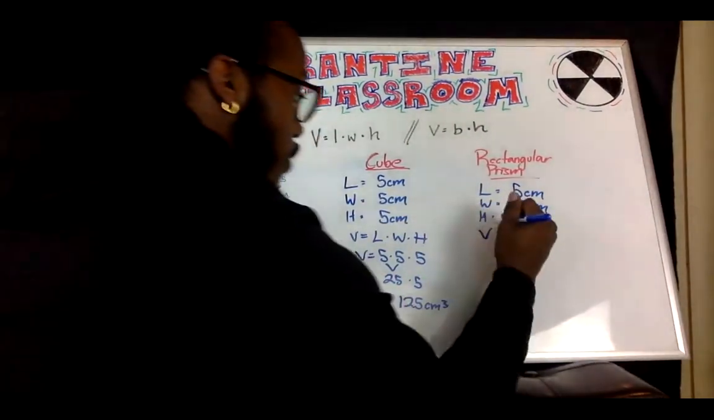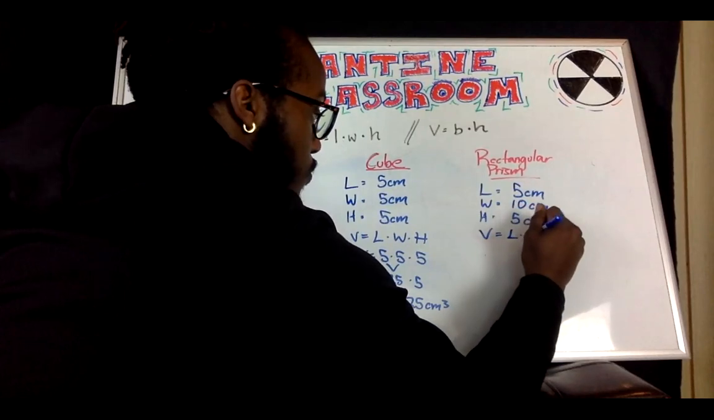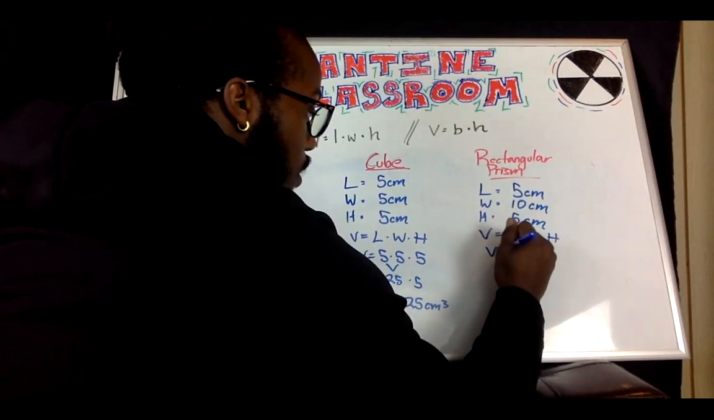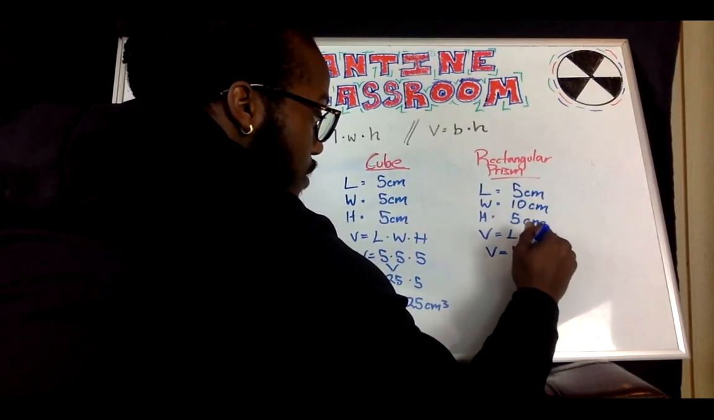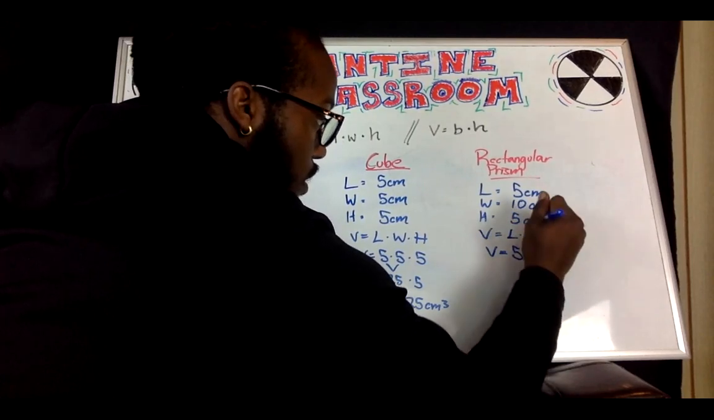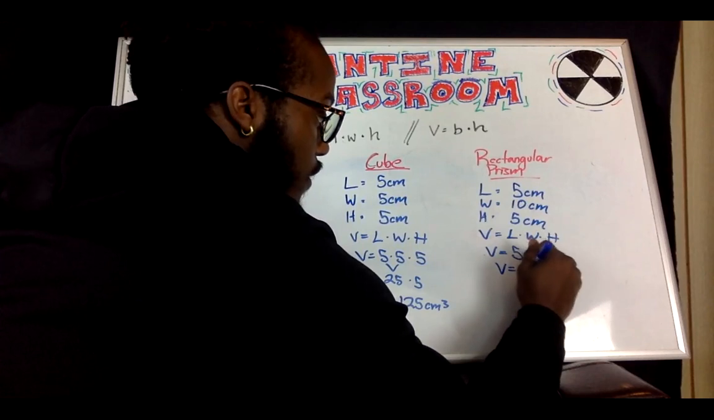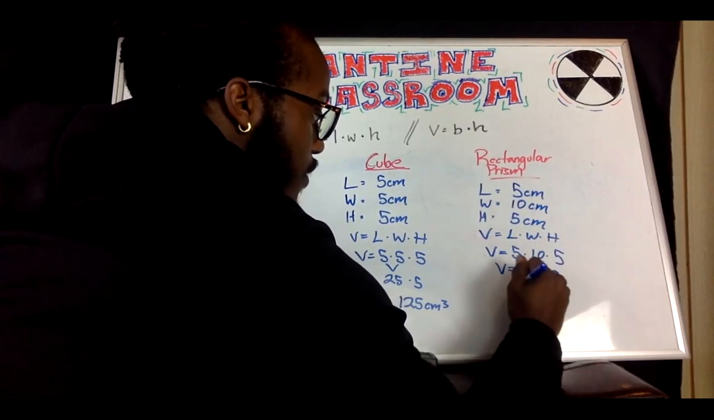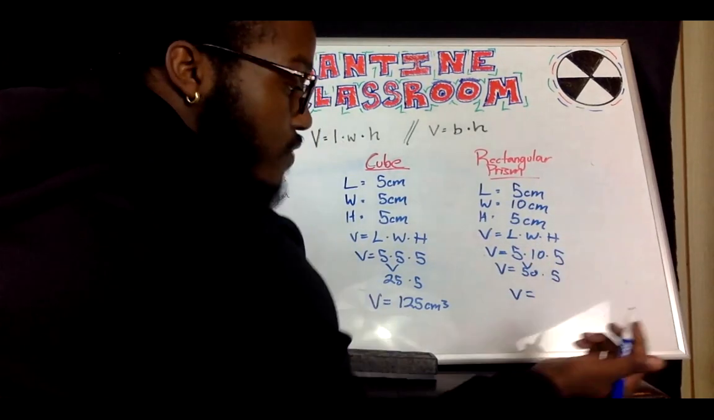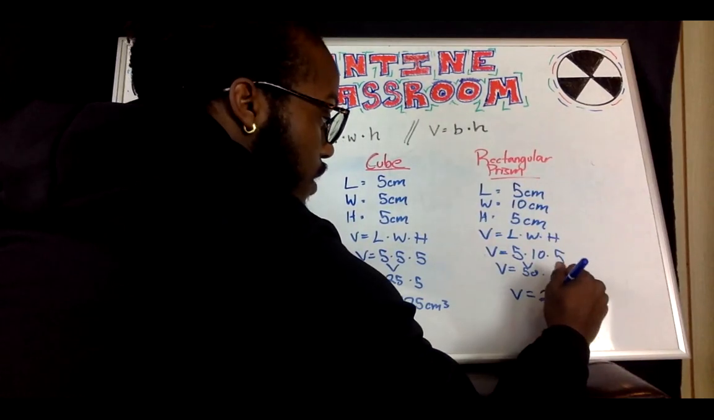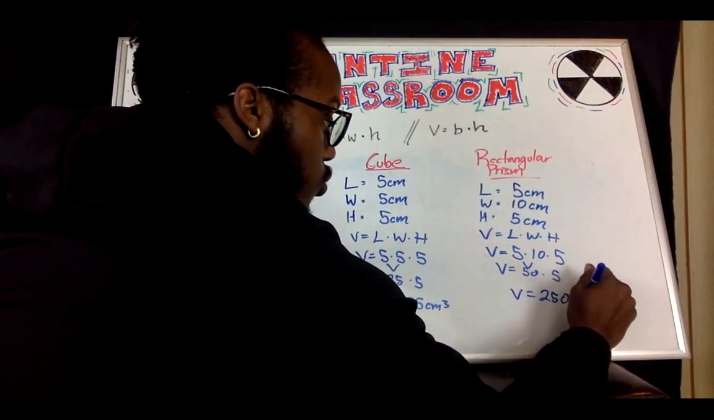Same for this one. You see that? Okay, volume equals length times width times height. And then the volume is equal to 5 centimeters times 10 times 5. And then we plug it all in. 50 times 5. The final volume, 5 times 5 is 25. 5 times 50 is 250 cubic centimeters.